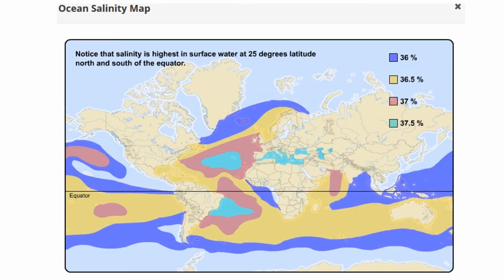Here you see an ocean salinity map. On the top right-hand corner, you're going to see the map key. This little aqua or turquoise color at the bottom shows the highest salinity. So if you look at your map, where would you see the highest salinity?